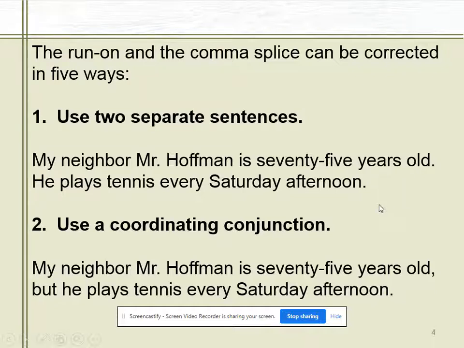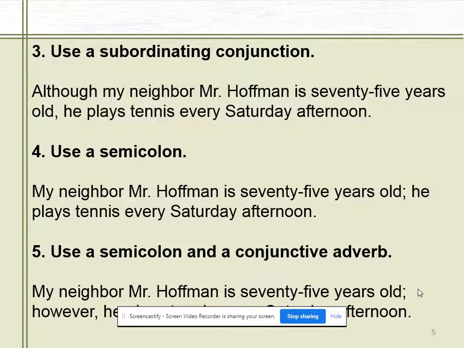We could also use a coordinating conjunction with that comma, because remember, in English teacher math, a coordinating conjunction, that's our fanboys, plus a comma, is the same thing as a period. So my neighbor, Mr. Hoffman, is 75 years old, comma, but he plays tennis every Saturday afternoon, is an acceptable way to fix that sentence. We could also fix that sentence using a semicolon, as you'll see here, because again, English teacher math, a semicolon equals a period.